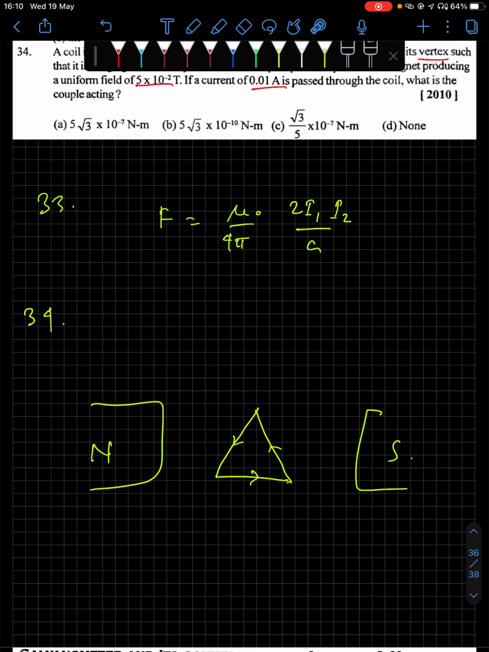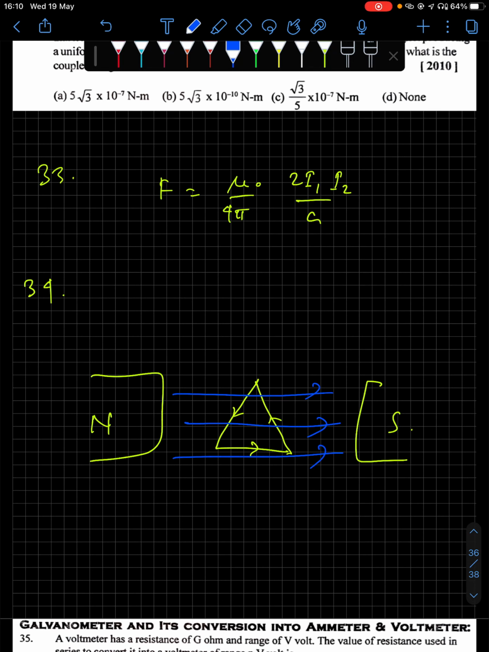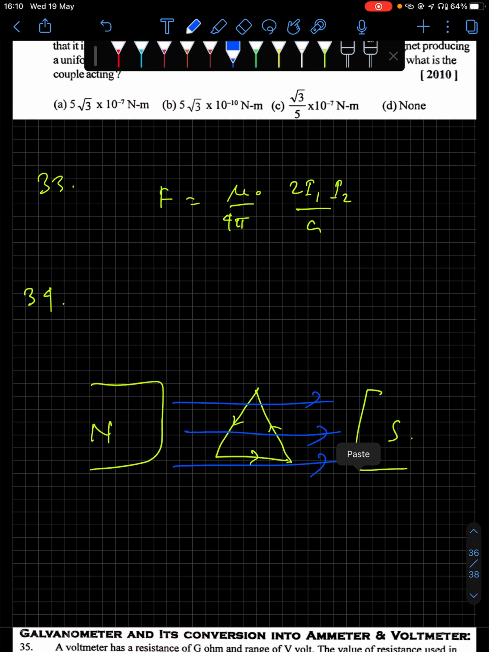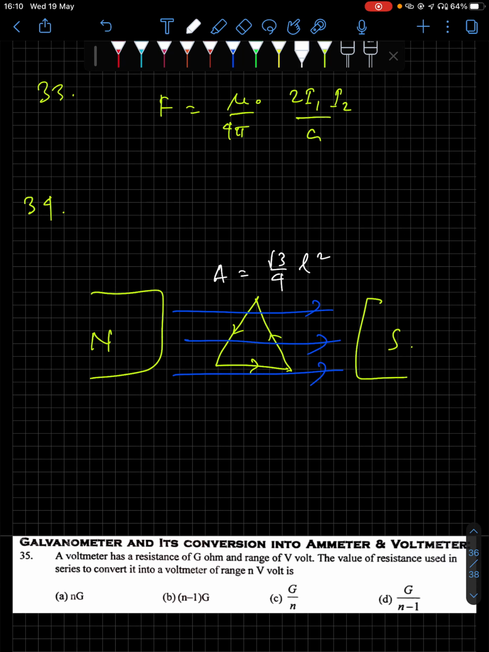Now if you consider this as the direction of the current, now you see the area vector. If the coil is lying in this manner, then the field lines due to this magnetic field will be from left to right, right? Isn't it perpendicular to the area vector of the equilateral triangle? Yes. Okay, now what is the area of the equilateral triangle? That is root 3 by 4 L square.